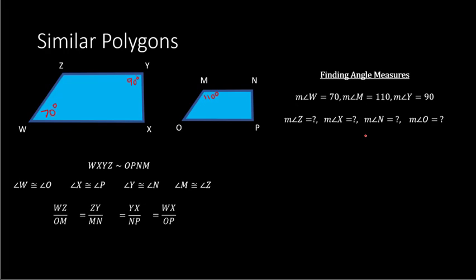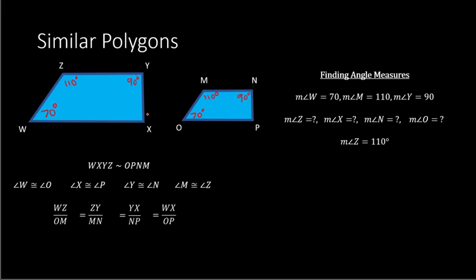To do this, realize that the corresponding angles will be congruent. So if angle M is 110 degrees, angle Z would also be 110 degrees. If angle W is 70, then angle O over here would also be 70. Those are corresponding angles. And if angle Y is 90 degrees, then angle N would also be 90 degrees. So we've answered for angle Z. We said angle Z is 110. We just found that up here.